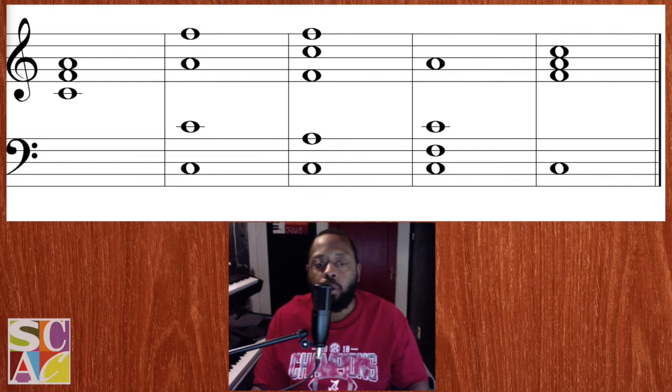And that's chord voicings and chord inversions.